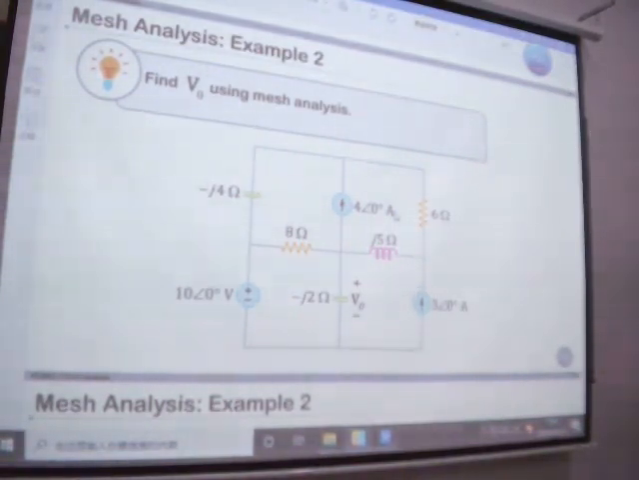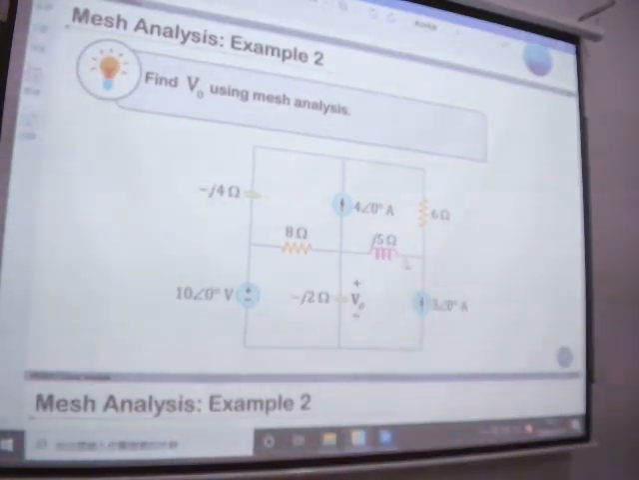Try to solve it. Can we use the shortcut way? If we use the shortcut way, we see we have 1 and 2 current sources inside, and it's more complicated. So it is better to use the traditional way.